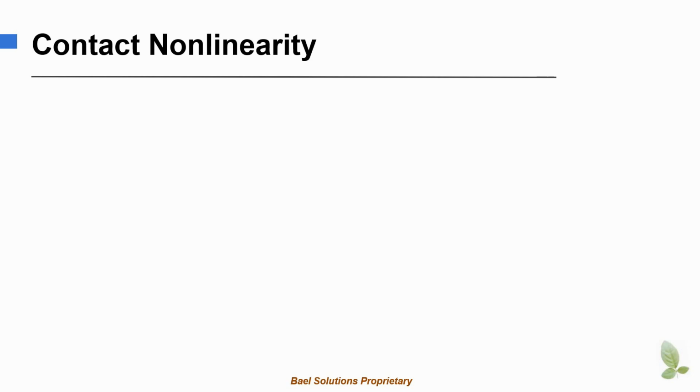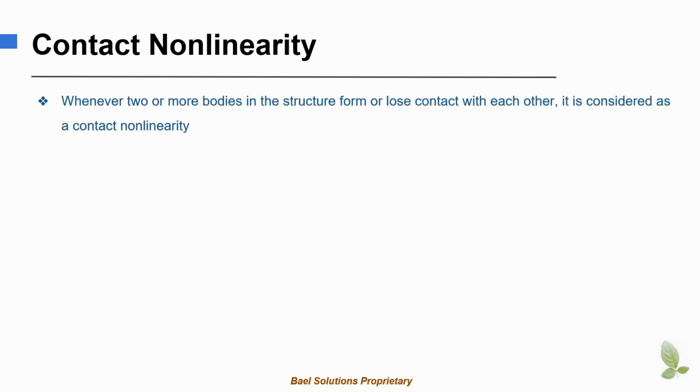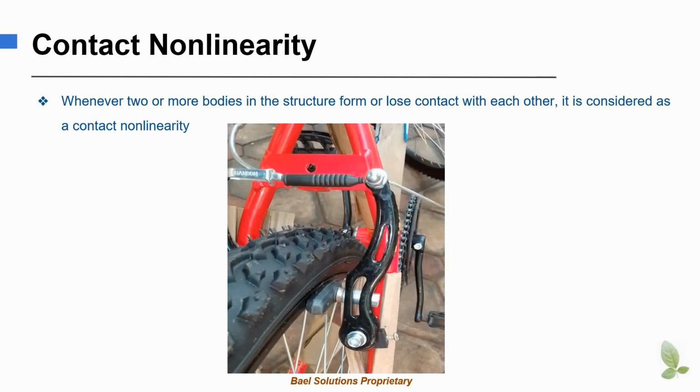Third type of nonlinearity is a contact nonlinearity. Whenever two or more bodies in the structure form or lose contact with each other, the condition is known as a contact nonlinearity. In the contact nonlinearity, boundary conditions, or the stiffness of the structure, changes as the bodies form or lose the contact. For example, the cycle wheel rim and brake pad is shown in the video below.